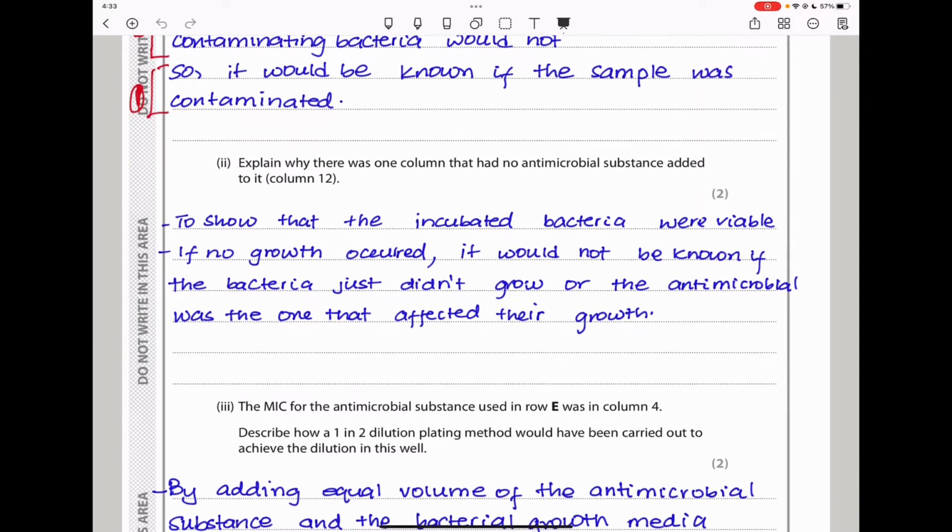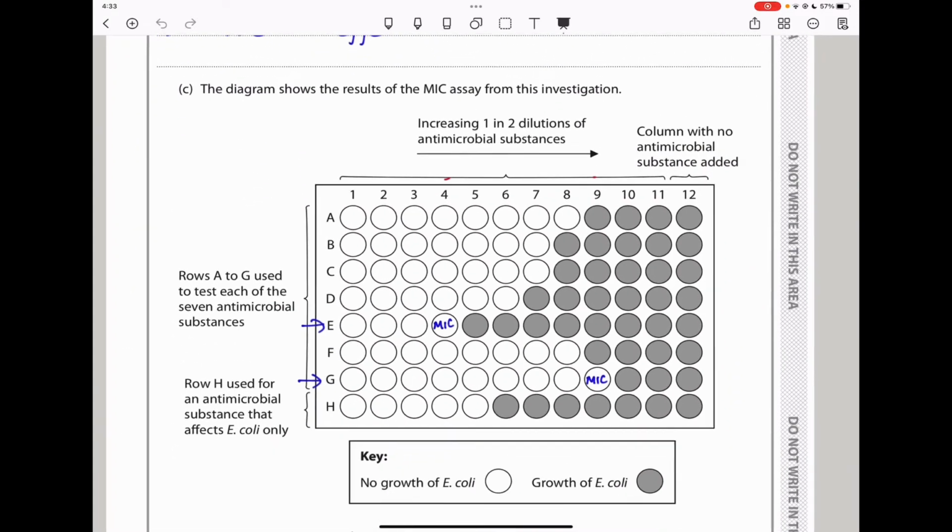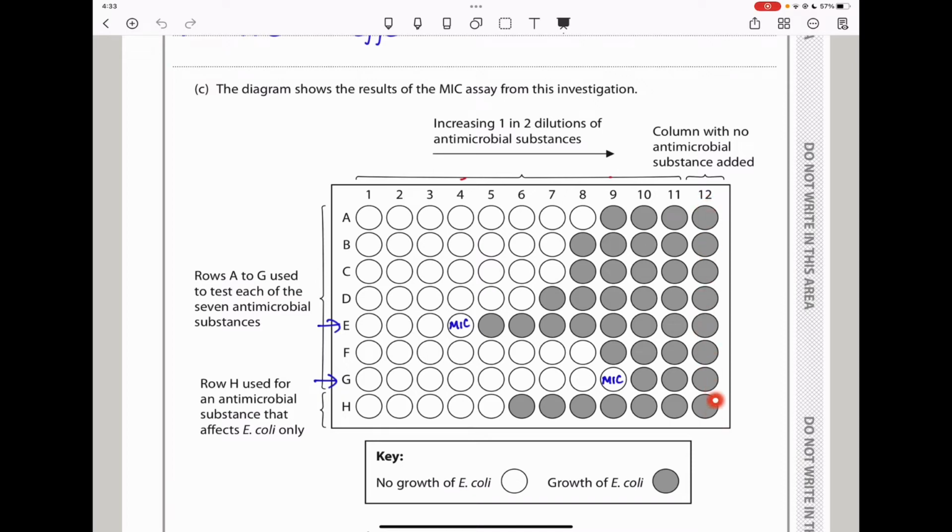The next part says, explain why there was one column that had no antimicrobial substance added to it. I want to take you back to column 12. This is the column here. There was no antimicrobial agent added. This is done to ensure that growth occurs at all the different antimicrobials that are being used. So in this case, we had to ensure that growth is going to occur. So working without an antimicrobial agent will ensure that growth occurs so that we can conclude that the places or the experiments where growth did not occur, it was due to the antimicrobial agent.